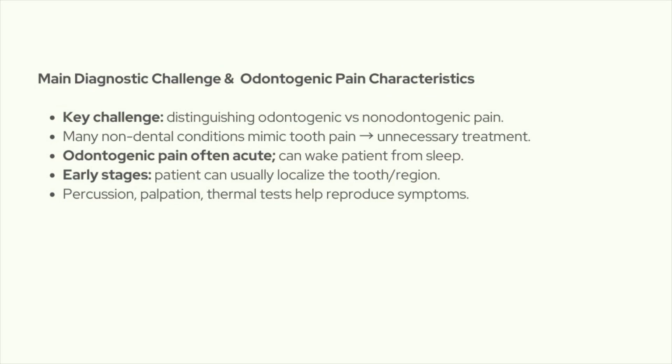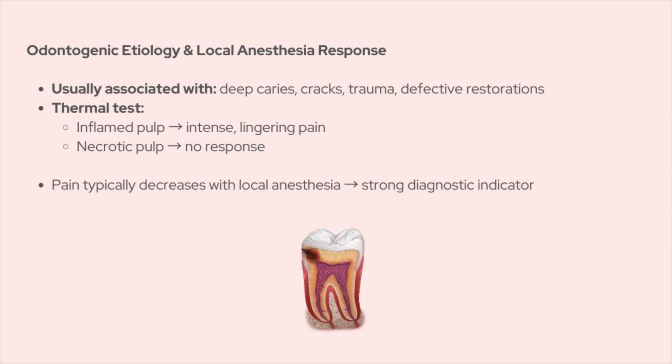Odontogenic pain. So let's start with odontogenic pain. When the pulp or periapical tissues are the source, the pain usually presents with some consistent characteristics. It's often acute and it can wake a patient from sleep. That's a very important detail to ask about. In the early stages, patients can usually point to the tooth or the region fairly accurately. And clinically, tests like percussion, palpation, and thermal stimulation tend to reproduce or clarify the symptoms. We almost always find an etiologic factor, deep caries, a leaky restoration, a crack line, or trauma. These are classic contributors to pulpal inflammation.